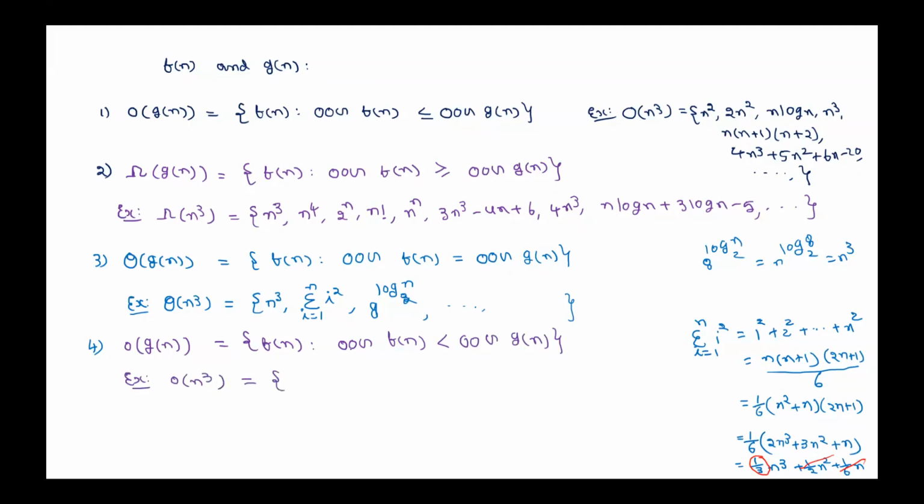Functions f of n such that the order of growth of f of n is strictly less than n cube. So n square, strictly less than n cube. n power 2.99, is this correct? Yes. n log n. We can give combinations also, like 7 into n root n, n square root n plus 20 n log n minus 5. Like this we can give. Okay. Next.